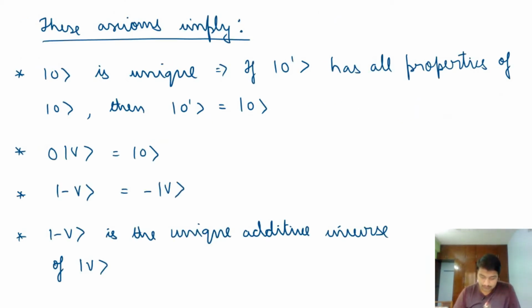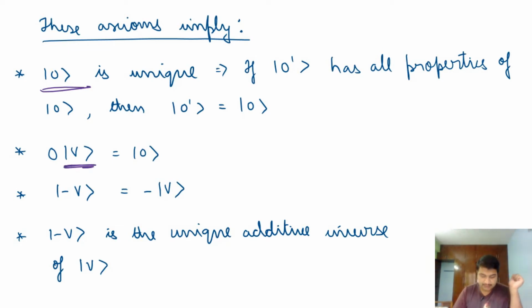So these are the results which are implied by the axioms that we have discussed so far. The first one is that the null vector is going to be unique. That means that if there is some other vector which has the properties of a null vector, then that has to be the same as the null vector. There cannot be two null vectors for a given vector space.